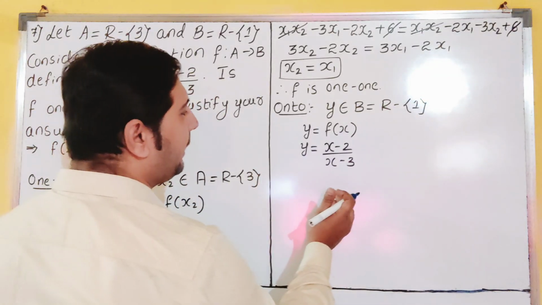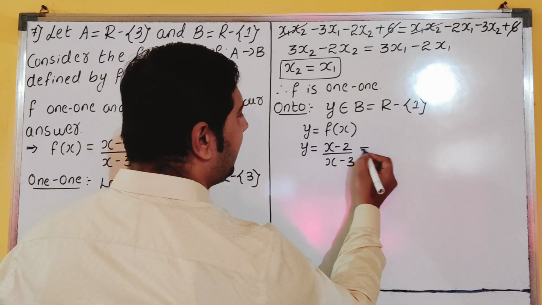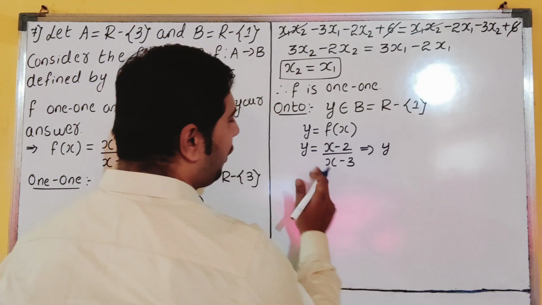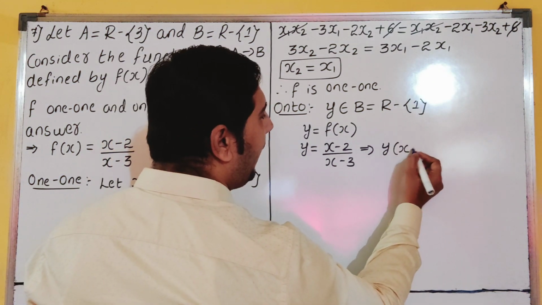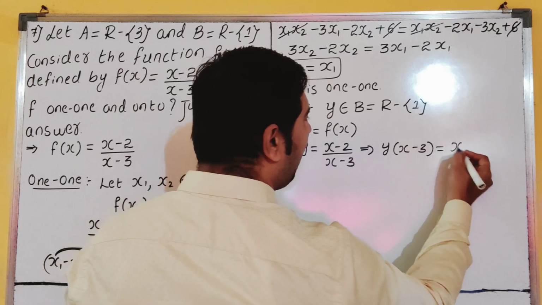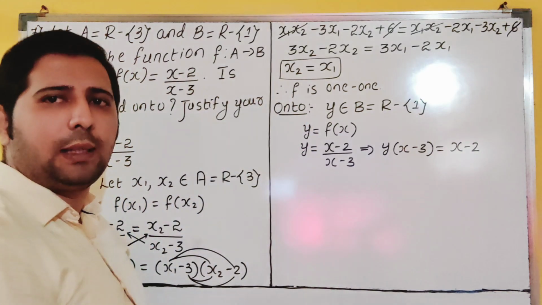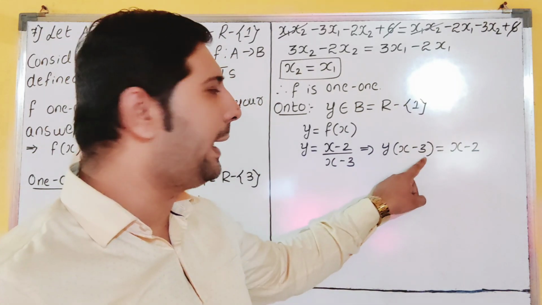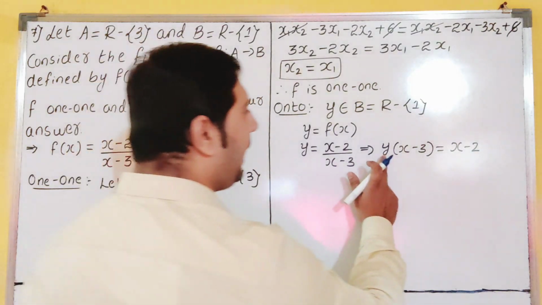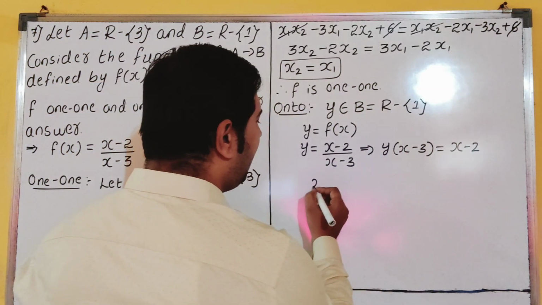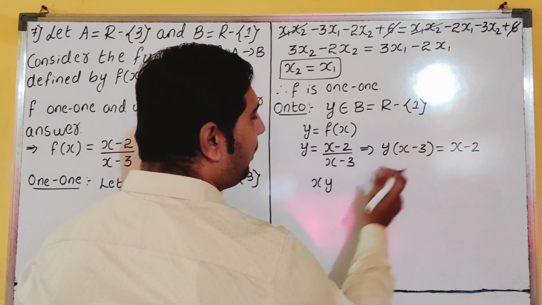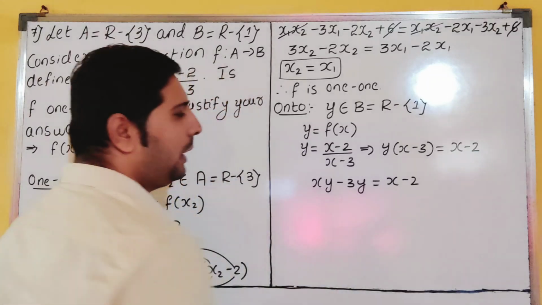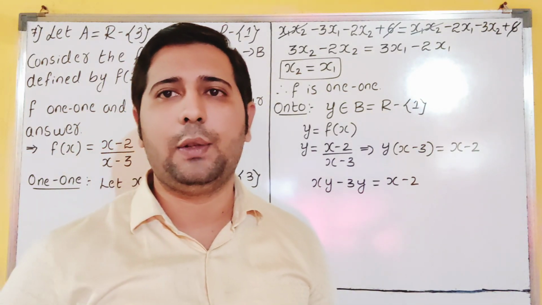You cross multiply this one. What will we get? Cross multiply y into x minus 3. I will show how to multiply clearly, because some of them will not understand directly. So y into x minus 3, dear students. You multiply y into x, it is xy. Y into minus 3 is minus 3y. Equals x minus 2. Clear?